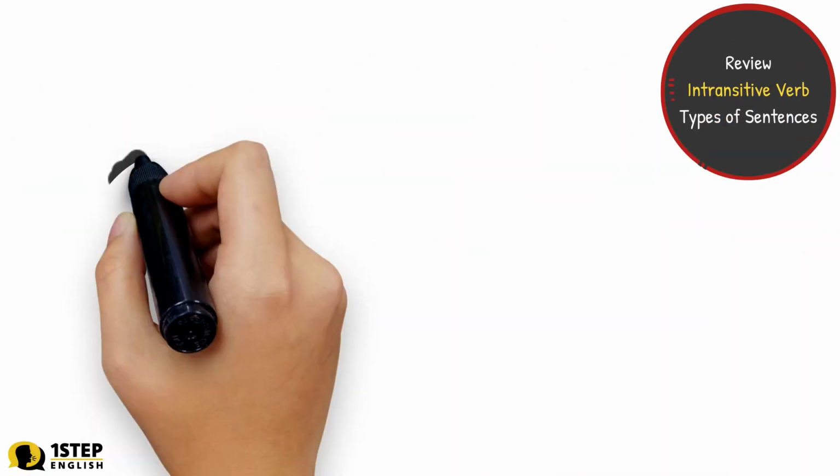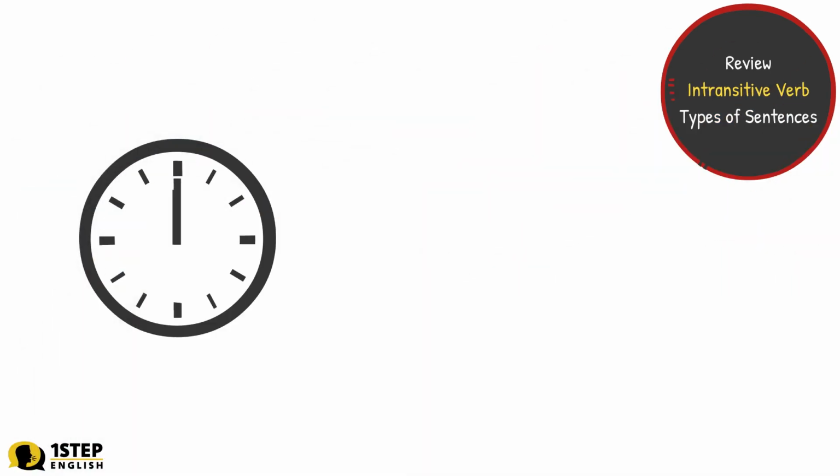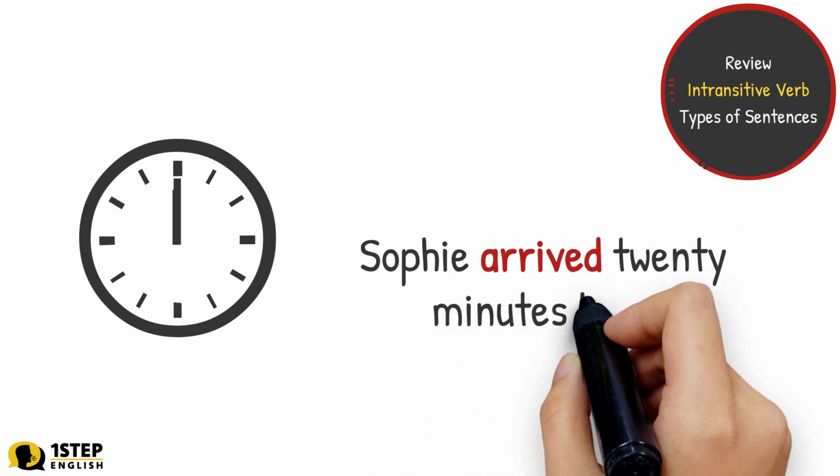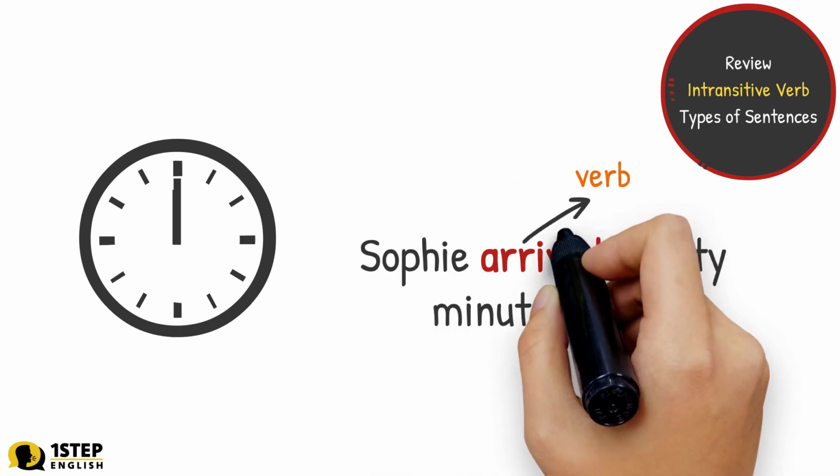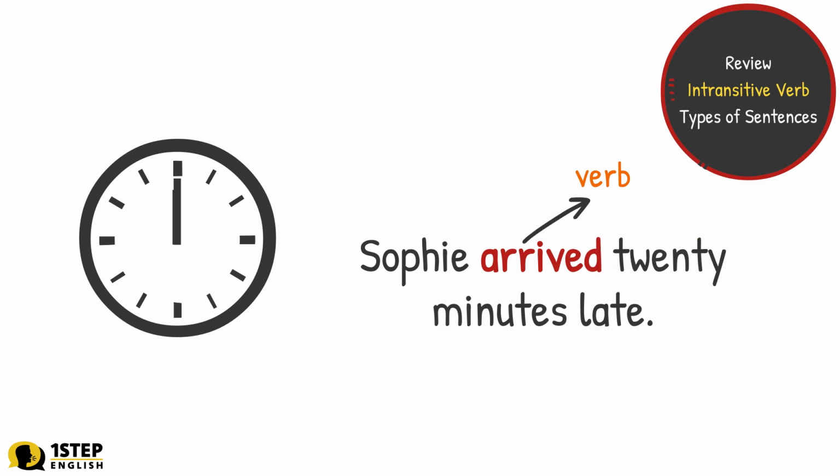Another example. Sophie arrived 20 minutes late. In this sentence, the verb is arrived. Can we answer the question, arrived what? The verb arrived is not being done to anyone or anything. There is no direct object in this sentence, so the verb arrived is an intransitive verb.